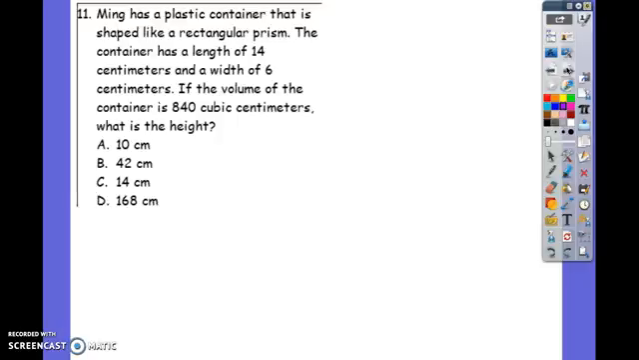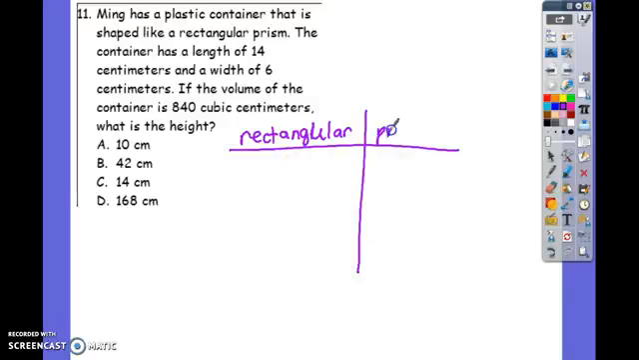So we want to make our T-chart. We have rectangular prism. Find the area of a rectangle by multiplying base times height. Find the volume of a prism by multiplying the area of the base times the height of the prism.